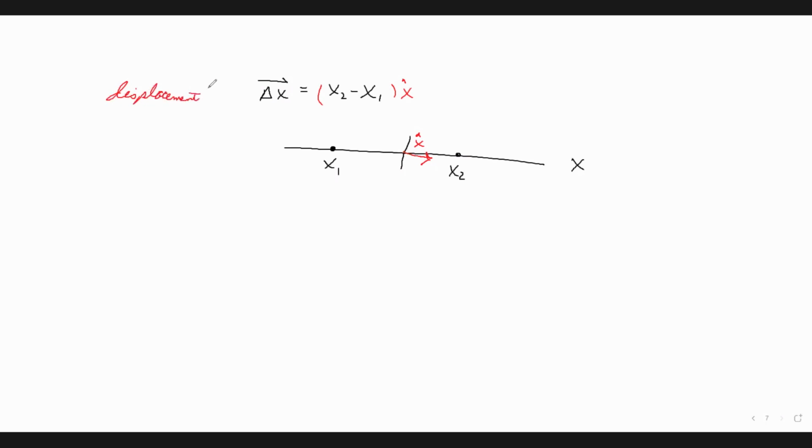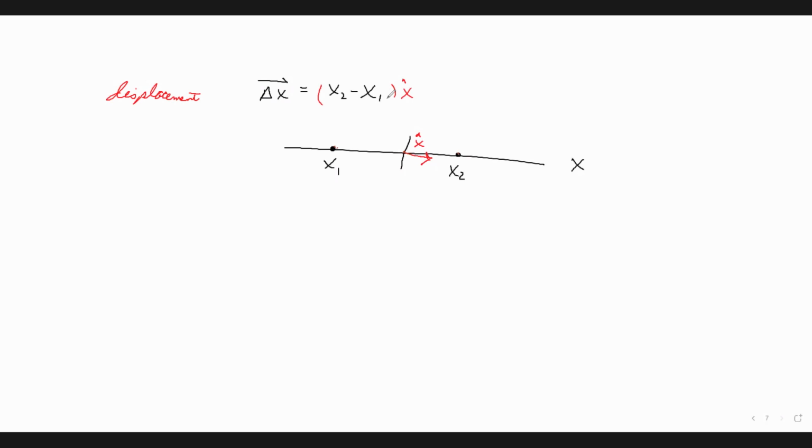In this case, my displacement vector, x2 minus x1, obviously x2 minus x1 is a positive number. And my displacement is therefore in the positive x direction, going from x1 to x2. So the magnitude is x2 minus x1, and the direction goes from the initial position to the final position. And the math works out if you define it as x2 minus x1. Okay, that's pretty easy. That's displacement.